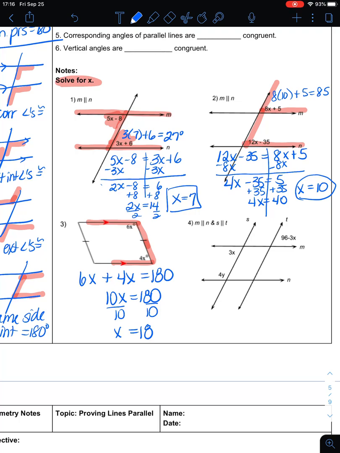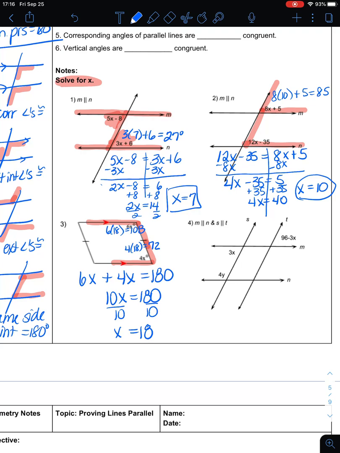And from there, I could go in and plug in my numbers just so you can see it. 4 times 18, so you can see it works. 4 times 18 is 72. 6 times 18, because now we know what x is. 6 times 18 is 108. And if you notice, 108 plus 72 is equal to 180.